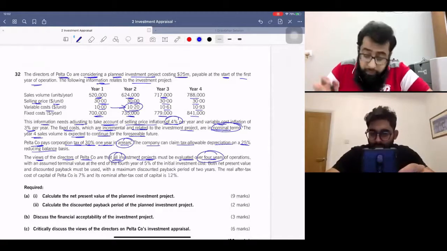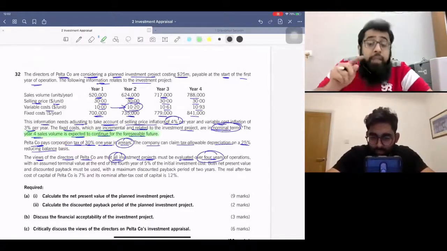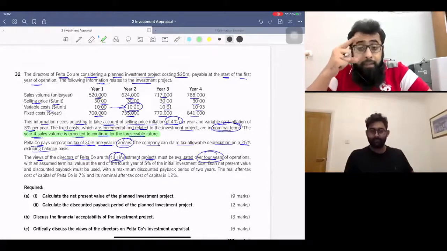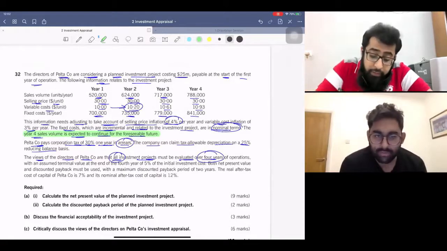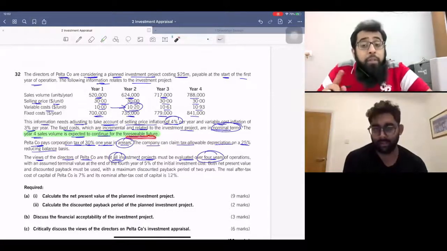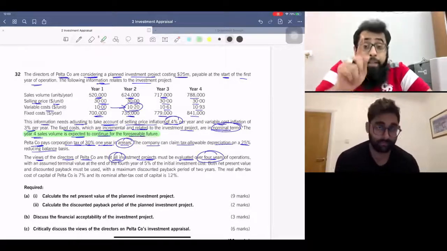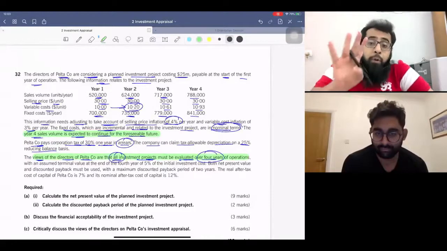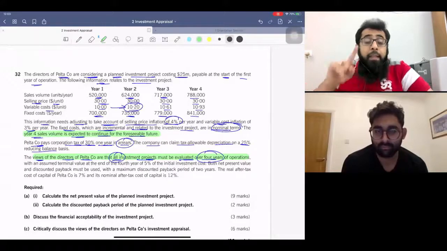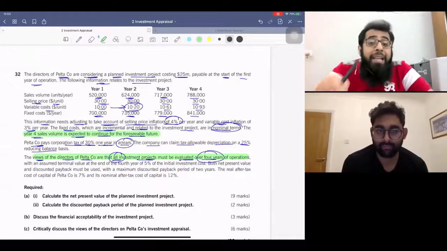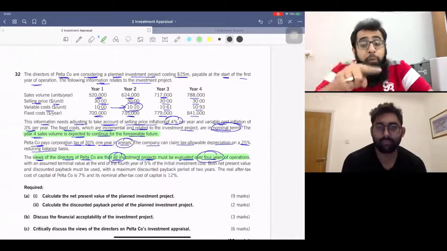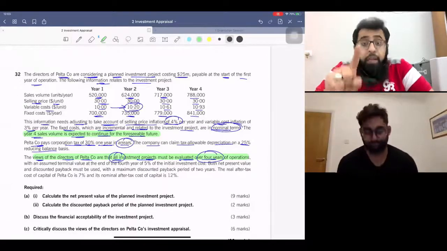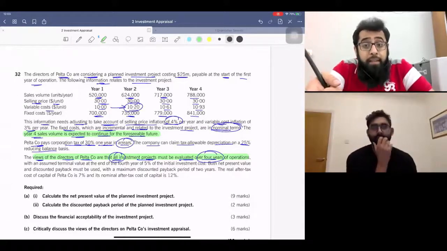Now, this is also very important. If you read this, the year 4 sales will continue for the foreseeable future, which means perpetuity. Please listen. Year 4 sales are expected to continue for the foreseeable future, which means perpetuity. But read what the director says. The director says that they want to evaluate only 4 years. The project will continue till perpetuity, but the directors only evaluate it till the 4 years. So we will not consider perpetuity. We will only consider till 4 years. We have to listen to what the directors are saying.